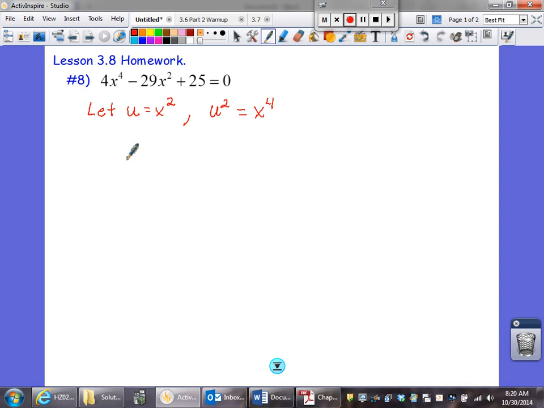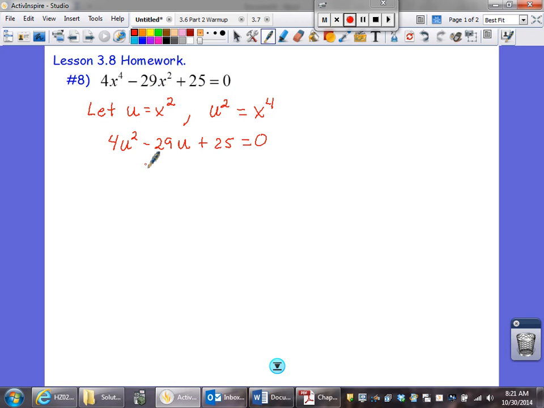And I'm going to make a little substitution here. Instead of writing x to the fourth, I'm going to put in u to the second. Instead of putting in x to the second, I'm going to put in u to the first. So we're going to have a new problem that says 4u squared minus 29u plus 25 equals 0. And we're going to solve this problem.